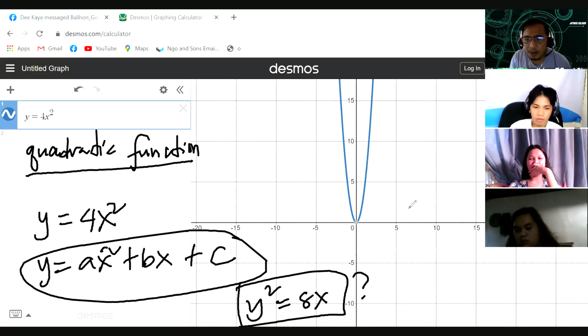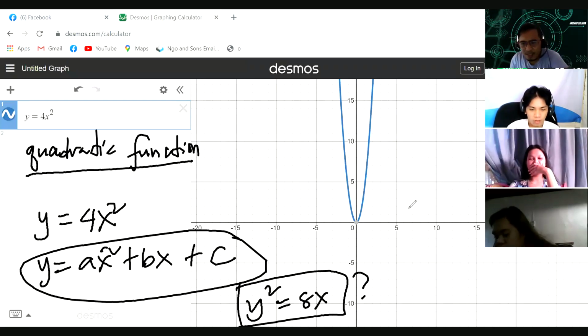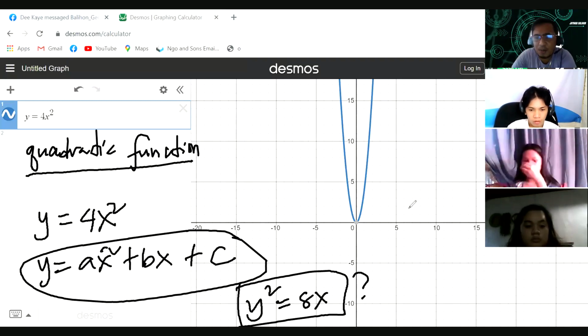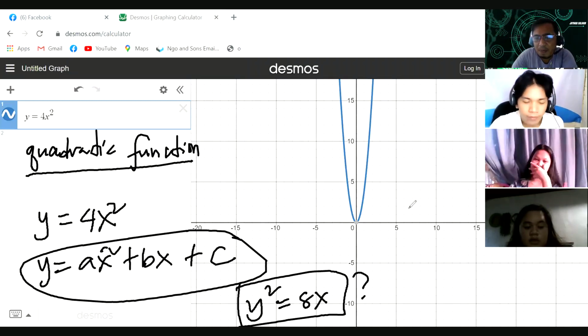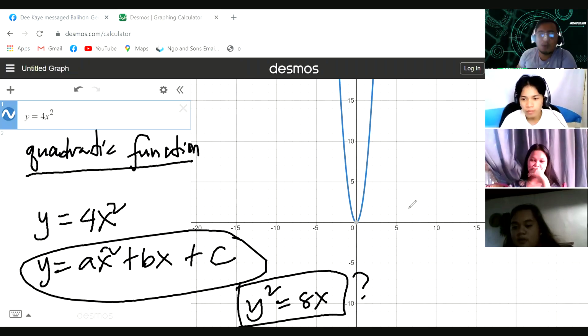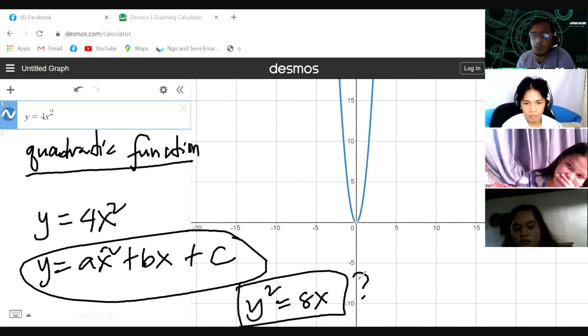No, sir. Yes, sir. Yes. Si Jenny Lynn Dakot, what do you think? Is it a function? Yes, sir. Oh, what do you remember in our previous discussion? Saan pagkabalo nga ang equation function?